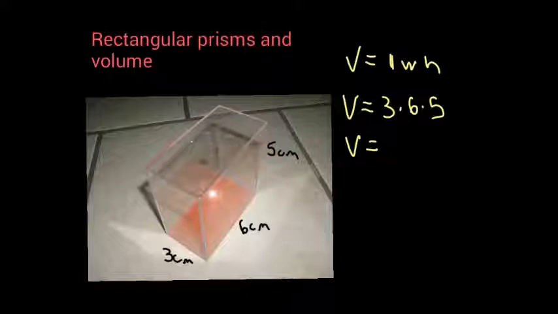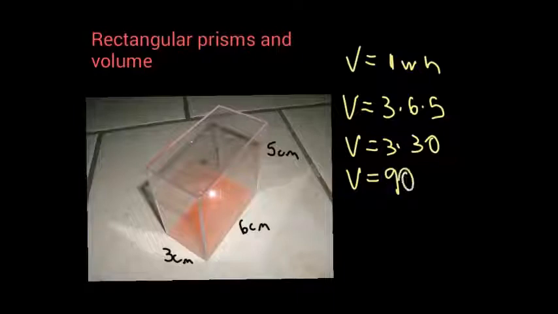It doesn't matter which order I do this in because it's all multiplication. So I'm going to do 6 times 5 is 30. And then I got 3 times 30, so my volume is going to equal, 3 times 30 is going to be 90. And that's going to be centimeters. And because it's volume, it's always going to be cubed.